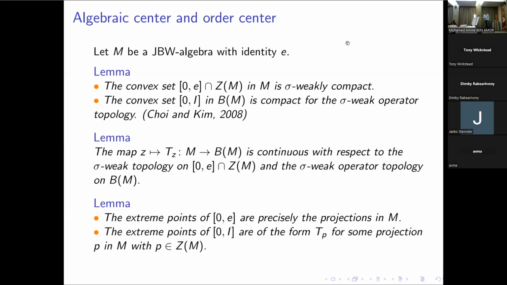Then it also turns out that the map that assigns to an element the multiplication operator, so it goes from the JBW algebra to the bounded linear maps on the JBW algebra, is continuous with respect to those two topologies on these spaces.